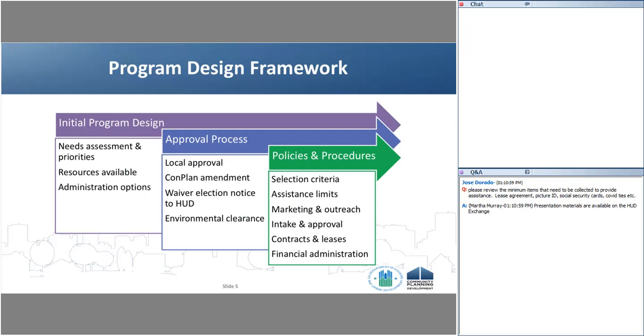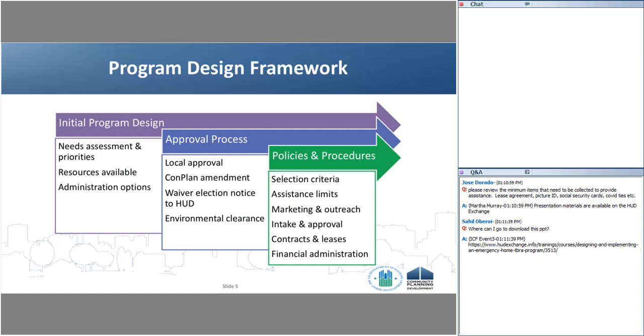What I'd like to do is to first give you an overview of what we're going to cover today versus what will be in the later webinars. The thing that I want to emphasize is that we can't cover everything in one webinar. There's a lot of details to cover, so we're going to split it into a couple of webinars. This webinar will deal with, as you see on the screen, the first 2 arrows, the initial program design and the approval process.